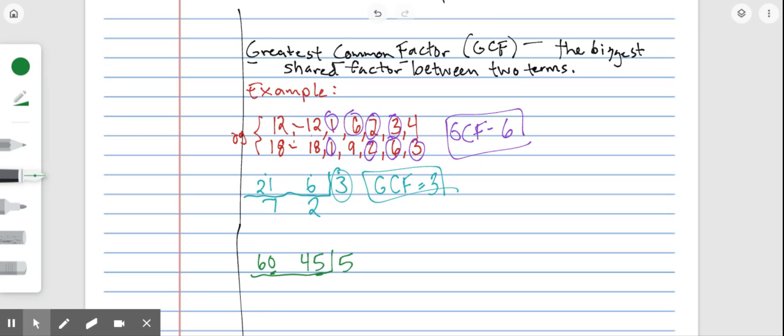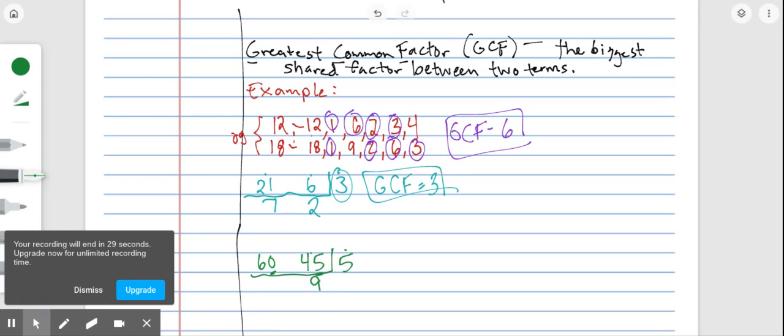Again, I do this division. 45 divided by 5 is 9, and 60 divided by 5 is 12. But I'm not done, because 12 and 9 share a common factor. So I'm going to make a second rung to my ladder. What number divides 12 and 9? 3 divides 12 and 9. 12 divided by 3 is 4, and 9 divided by 3 is 3. This time, to find the GCF, I multiply these two common factors. 5 times 3 is 15.